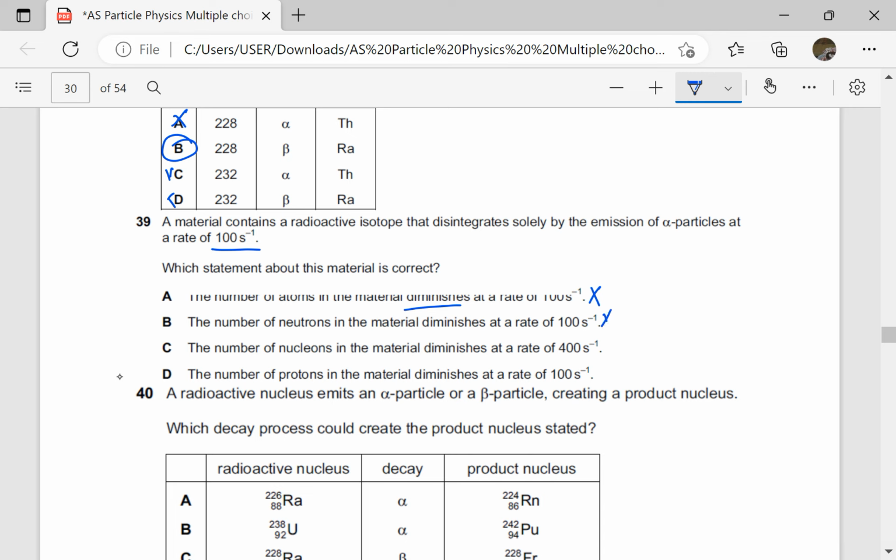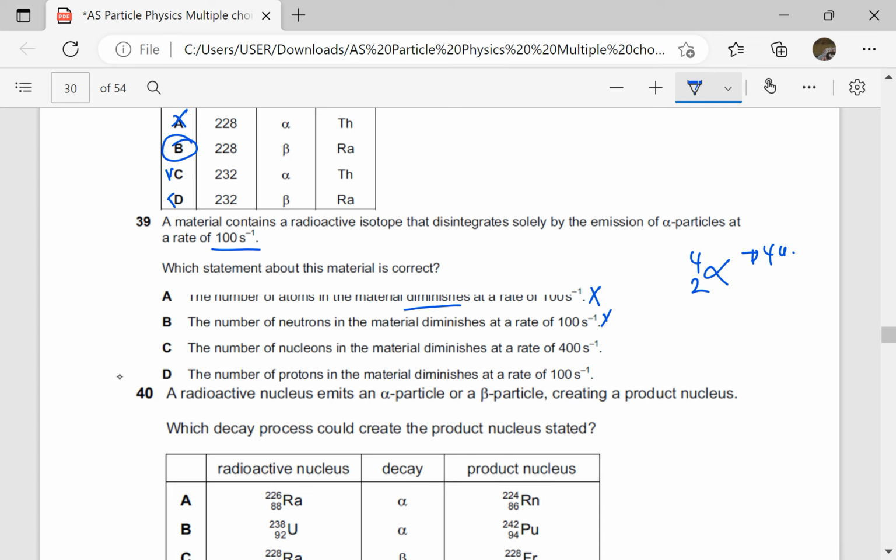The number of nucleons in the material diminishes at a rate of 400 per second. The number of protons in the material diminishes at a rate of 100 per second. So an alpha particle is 4,2, and the mass is actually 4 u. They are saying the number of atoms in the material diminishes at a rate of 100 per second, and I'm saying that is not true.